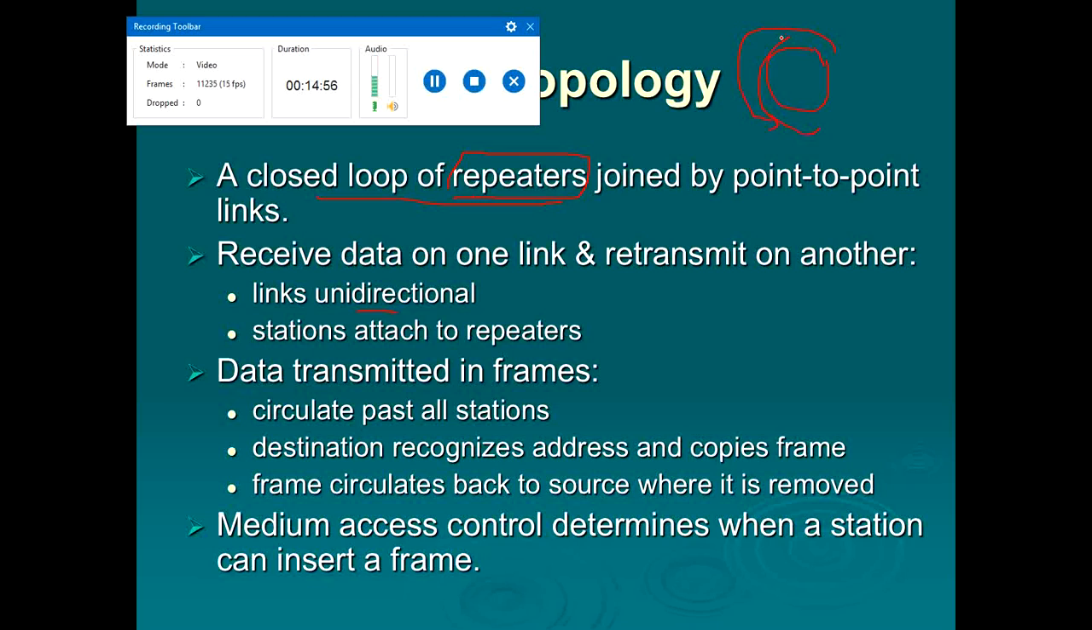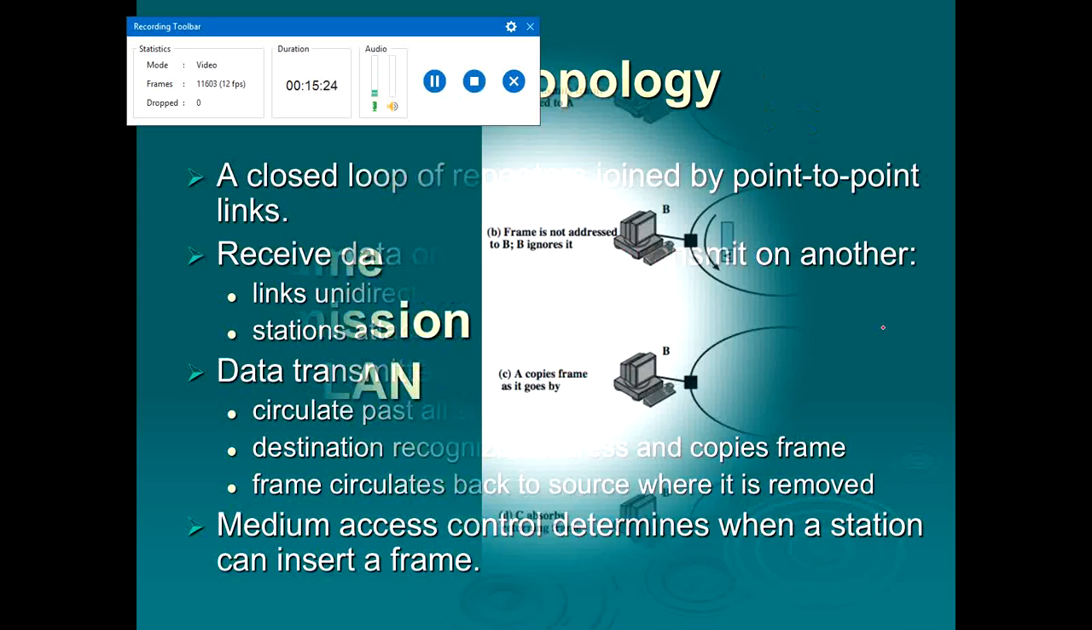Because multiple stations share the ring, medium access control is needed to determine at what time each station may insert a frame. So these are some of the points for the ring. First thing is, it forms a closed loop like structure. It can receive data on one link and retransmit on another. It's unidirectional, so it can work only in one direction, either clockwise or anti-clockwise.